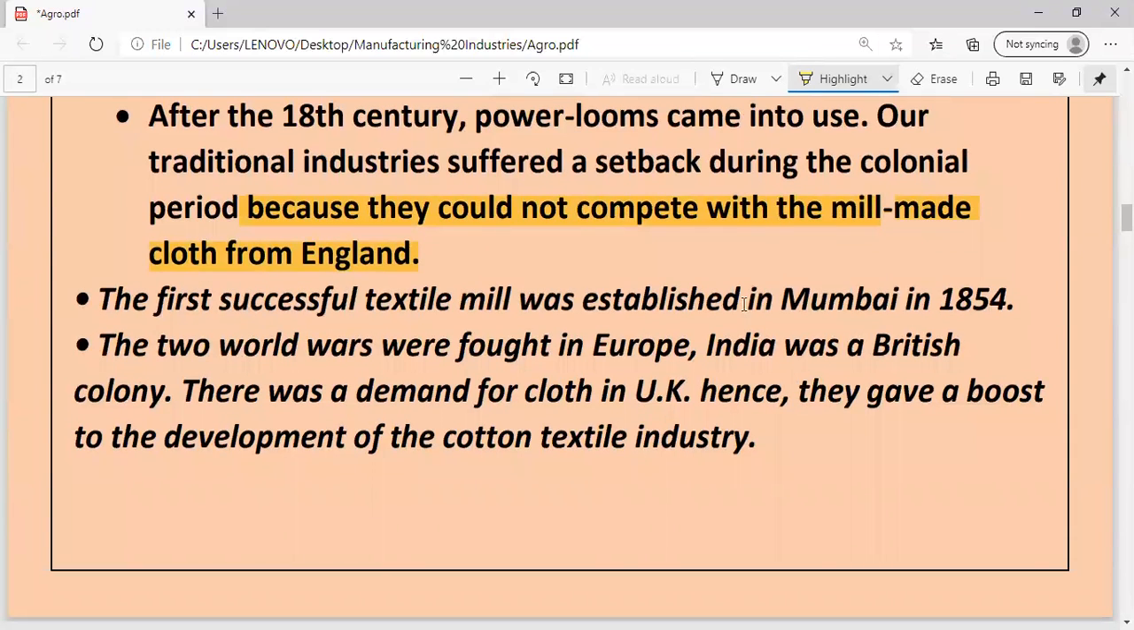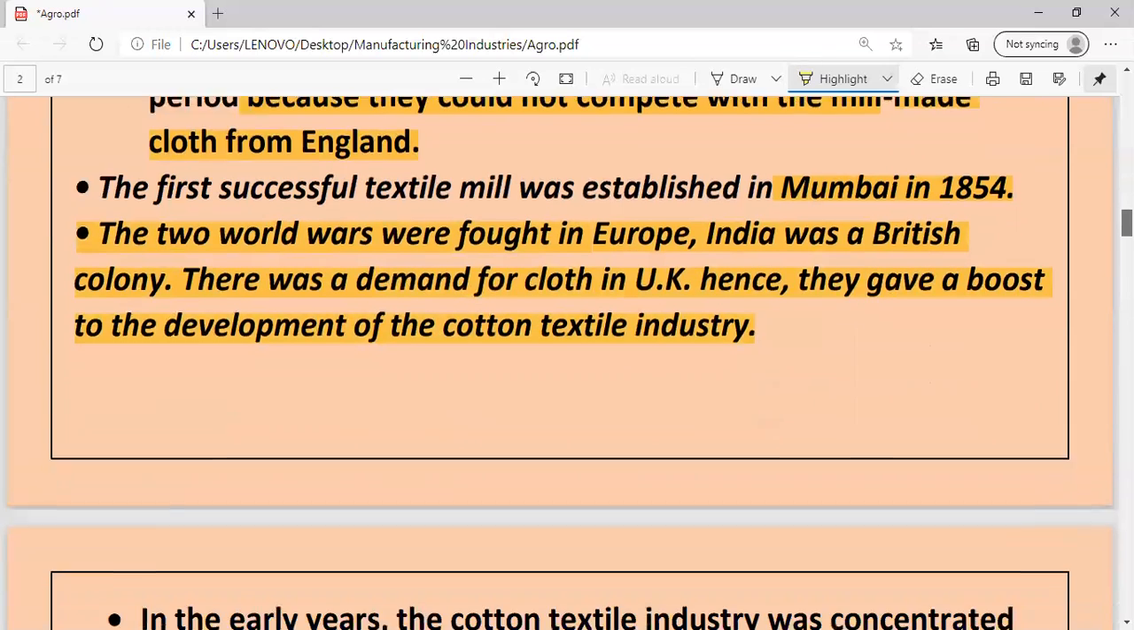Now, some of the facts are given here. The first successful textile mill was established in Mumbai in 1854. The two world wars were fought in Europe. India was a British colony. There was a demand for cloth in the UK. Hence, they gave a boost to the development of the cotton textile industry. When there was a world war, most of the industries in Britain were concentrated on war, and at that time, Indian industries got the opportunity to produce more goods.